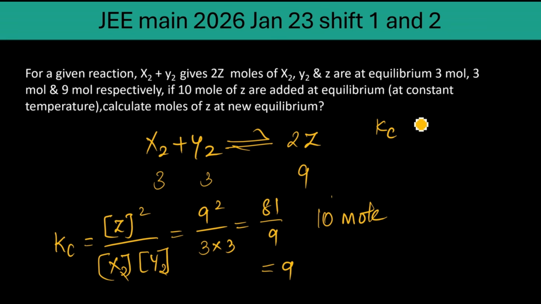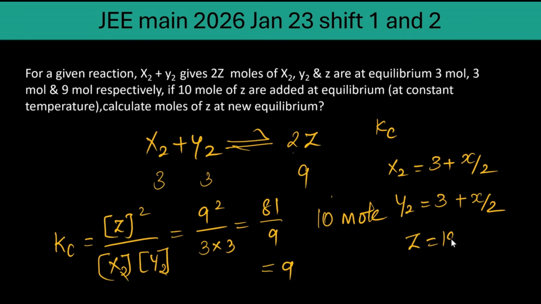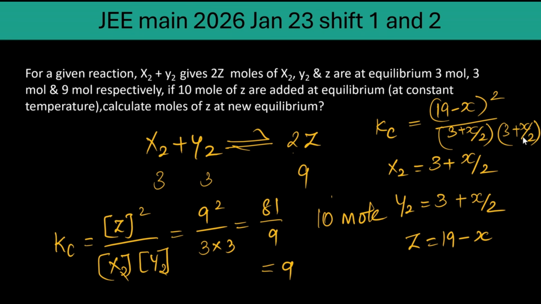So let me take that as x. So X2 will become 3 plus x by 2, because 2Z. Similarly Y2, that is 3 plus x by 2. Z is equal to 19 minus x. Correct? So just substitute it in the formula. 19 minus x divided by 3 plus x by 2, 3 plus x by 2. So upon solving this, you will be getting the value of Z as, say, 15 moles. Okay.